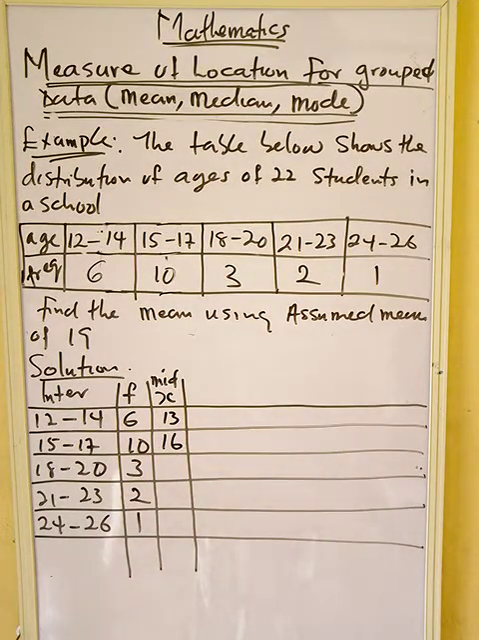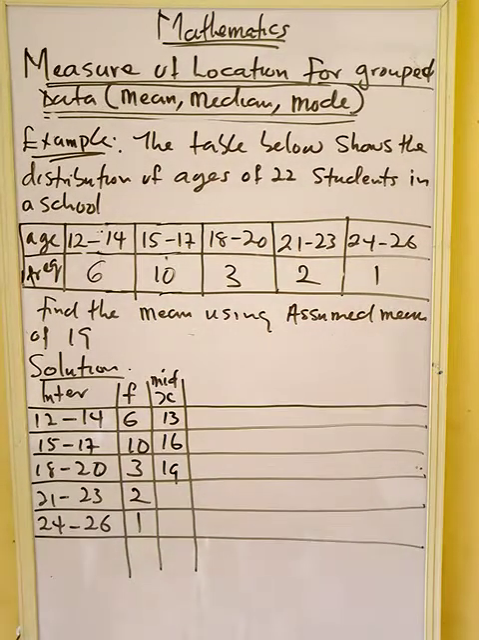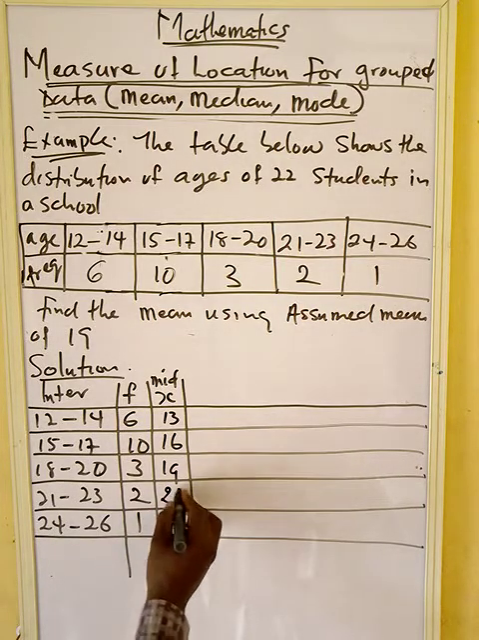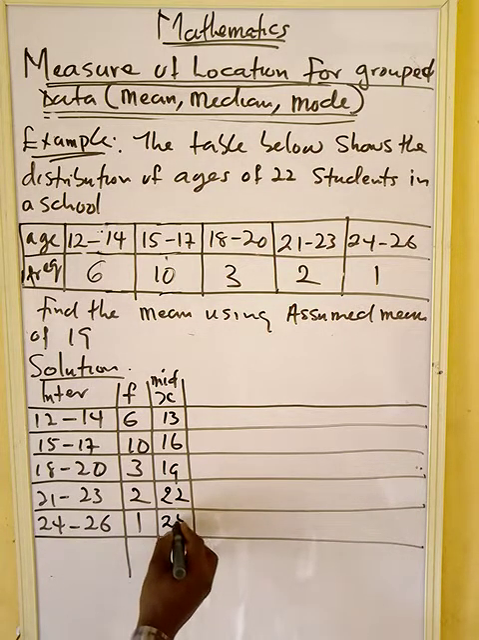Then 18 plus 20 is 38. 38 divided by 2 will give us 19. Then 21 plus 23 is 44. 44 divided by 2 will give us 22. 24 plus 26 is 50. Divided by 2 will give us 25.